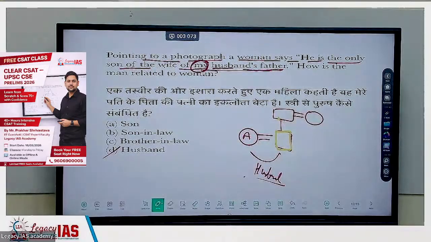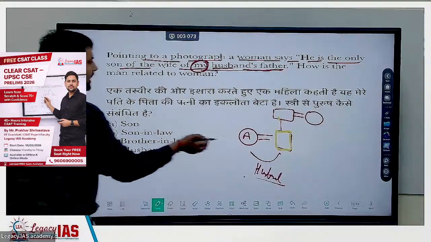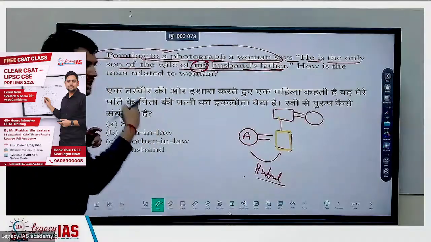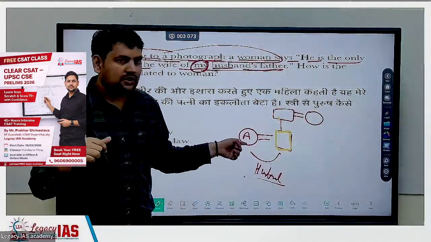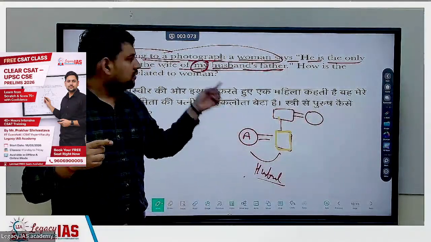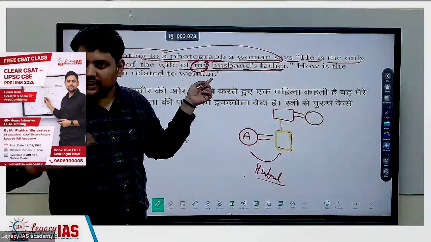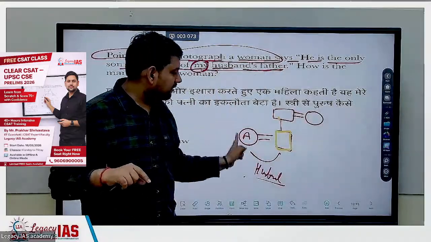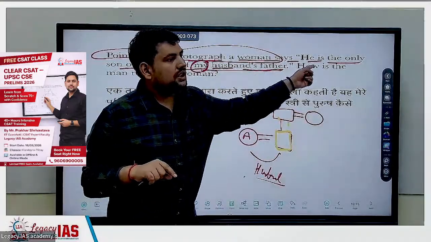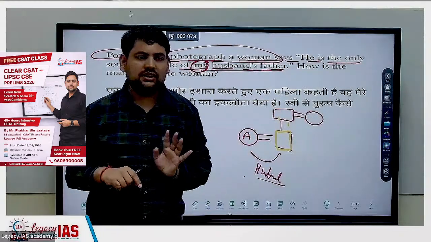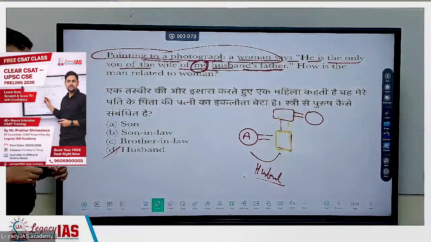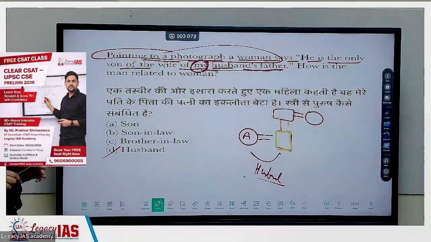Understood? How you have to do? First, you need to make who is pointing at a photograph, who is saying all this. So you draw them first. After that, you find wherever my or a direct relation is written with this person who is talking. So my husband's father, you draw that first. Then you read the other sentence and you will find the relation easily. Okay? Understood? Anybody any issue?